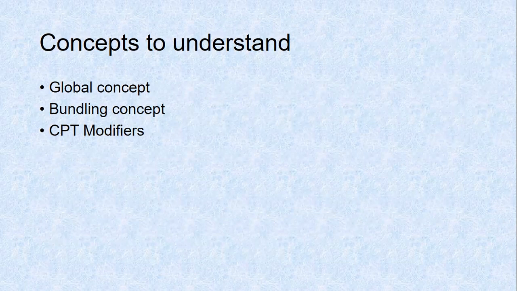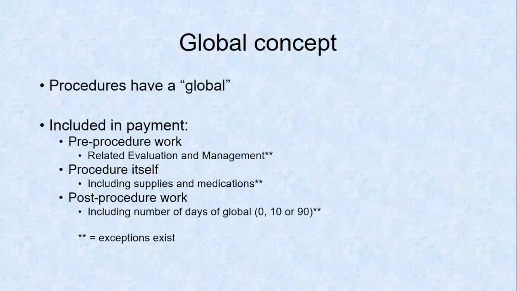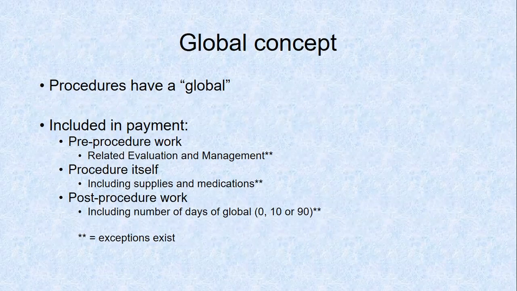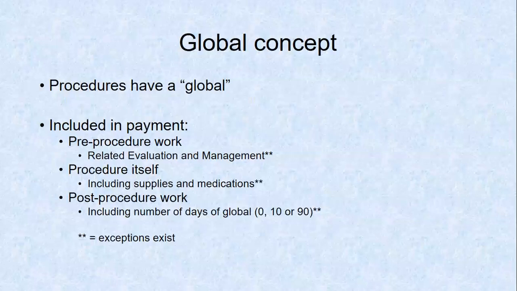So it's really important to understand the global concept, the bundling concept, and CPT modifiers. I'm going to get to each one of these things. So the global concept is that when a procedure is valued, whether it's a radical prostatectomy, whether it's a cystoscopy, whether it's an intramuscular injection of a chemical or a hormone, there's a global period. That means you're already getting paid for the pre-procedure work on that day that's associated. So if you have a patient for a cystoscopy, all the work getting them ready for the cystoscopy on that day is already prepaid as part of the global for the payment for the cystoscopy.